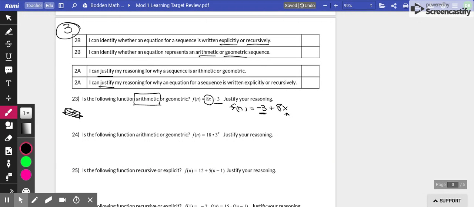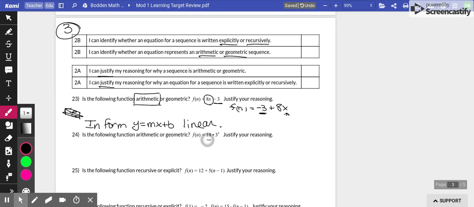And then my reason is going to be, I start with negative 3, and I repeatedly add 8 X amount of times. Or you could simply notice that this is in the form y equals mx plus b, so it is linear. Those are your options.